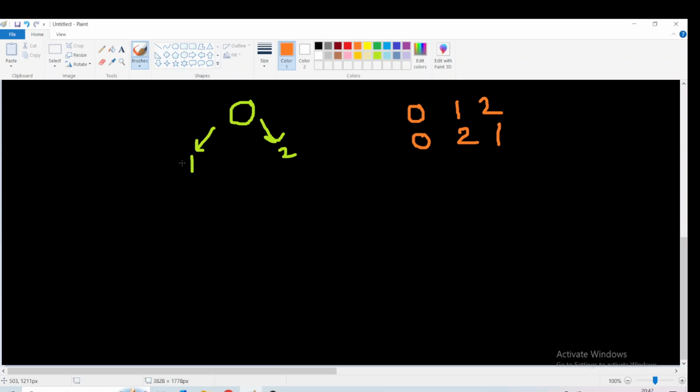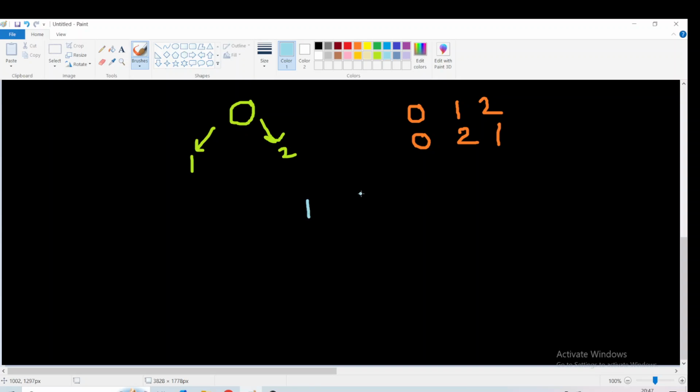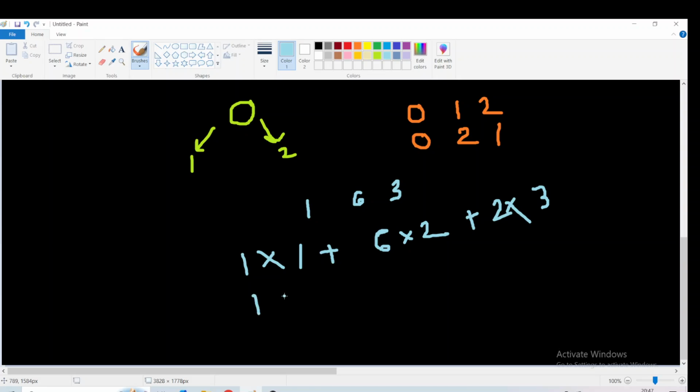So what will be the score for maximum profit? What will be the profit for the first ordering 0, 1, 2? The scores are 1, 6, 3. Let me write it. For the first ordering, we get 1 into 1, plus 6 into 2, because node 1 will be at the second position, plus 3 into 3. For the second ordering, the score will be 1 into 1, plus 6 into 3, because node 1 is at the third position, and 3 into 2, because node 2 is at the second position.